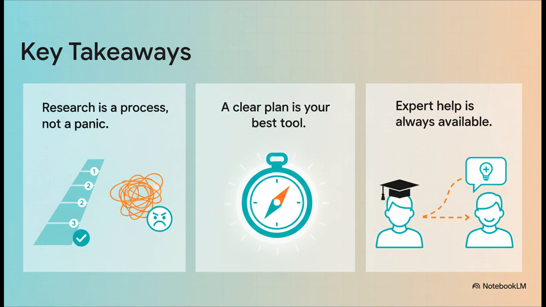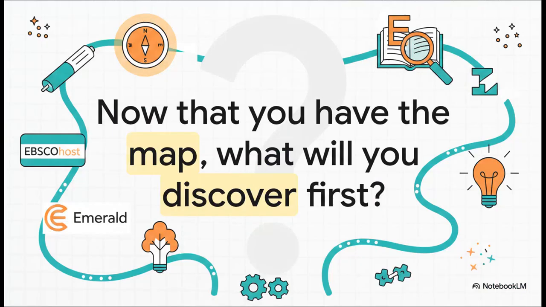So, if you only remember 3 things from all this, make it these. 1. Research is a process, not a panic. Just follow the steps. 2. A clear plan is your absolute best tool. And 3. Expert help is always there for you. So please use it. The path is clear, the tools are ready, and you know who to call for backup. You're all set. So the only question left is, now that you have the map, what amazing things are you going to go out and discover?